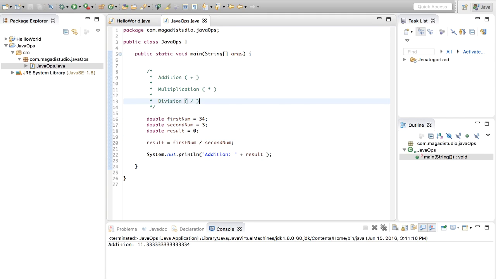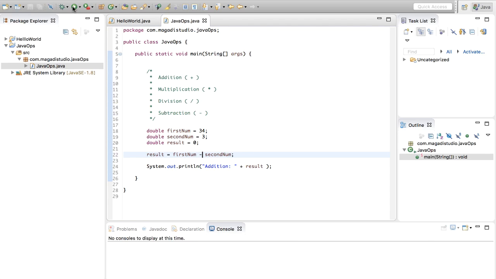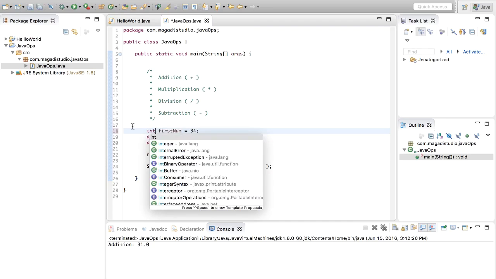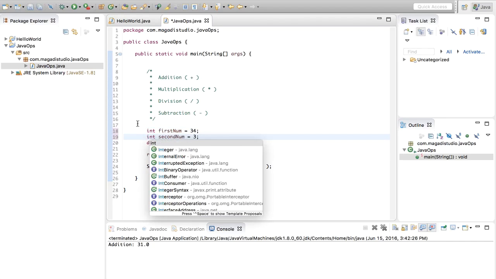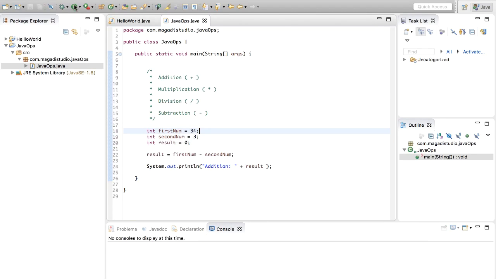Let's go ahead and move on and do subtraction. So it's the minus sign there, okay? So the same thing here, we can just go ahead and change to minus. Let's see what's gonna happen. 31.0, and you notice we have the decimal point now because we have changed all to be doubles, okay? So if we go back and say int, and back to say int here, and save, let's run one more time, you will see it's just gonna be 31.